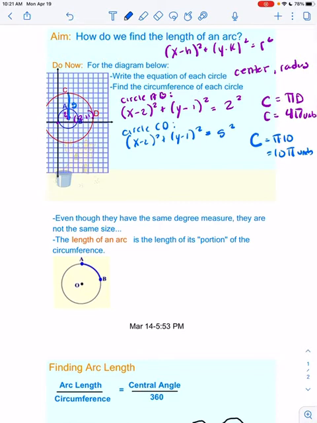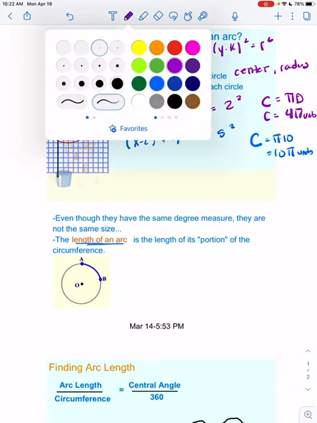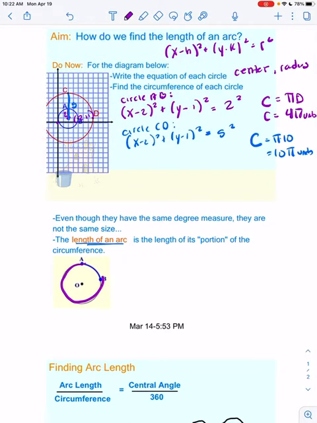So again, even though these circles have the same degree measure, they are not the same size. Every circle makes up 360 degrees, going all the way around the whole circle, but not every circle is the same size. So the length of an arc is the length of its portion of the circumference. Going all the way around the circle is the entire circumference. But if I just want to find this distance from A to B, that would be called the length of an arc. And it's a part or a portion of the circumference.